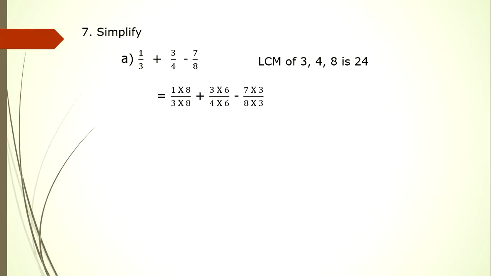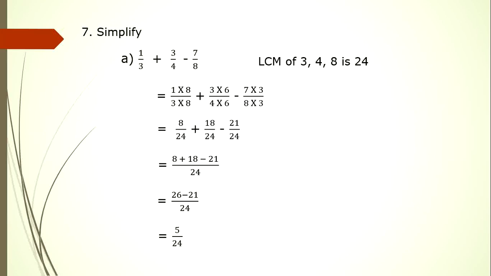So 1 by 3 to be multiplied with 8 in the numerator and denominator. 3 by 4 multiplied with 6 in the numerator and denominator. 7 by 8 multiplied with 3 in the numerator and denominator. So 8 by 24 plus 18 by 24 minus 21 by 24, which gives us 8 plus 18 minus 21 by 24, which gives us 26 minus 21 by 24, which gives us 5 by 24.